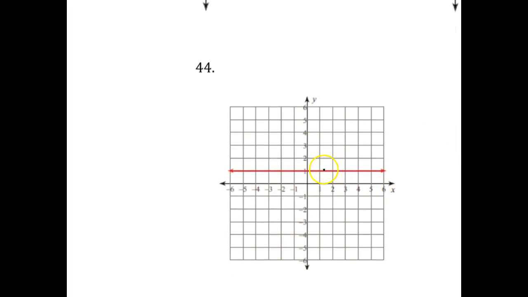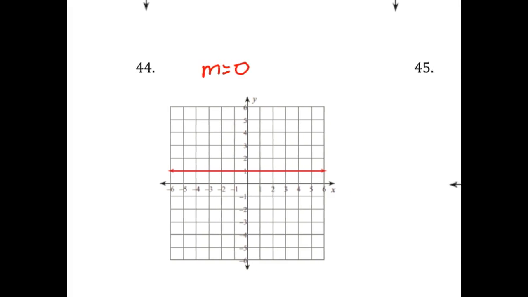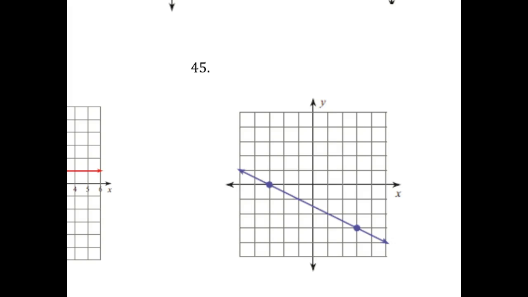Here we have the horizontal, so that's a slope of 0. And here we have another negative. Now you can use the 2 points they gave us, right? So that's down 1, 2, 3, and then to the right, 1, 2, 3, 4, 5, 6. But then make sure to reduce it. Divide top and bottom by 3.